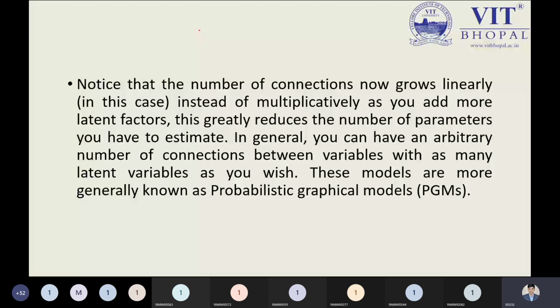The number of connections now grows linearly in this case instead of multiplicatively as you add more latent factors. So it greatly reduces the number of parameters you have to estimate. So what we are doing is trying to reduce the number of mappings or relationships we are expecting and estimating. In general, you can have an arbitrary number of connections between variables with as many latent variables as you wish.